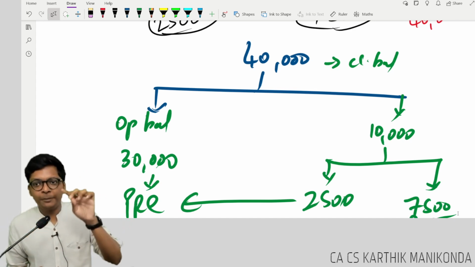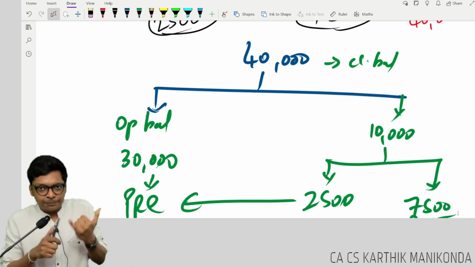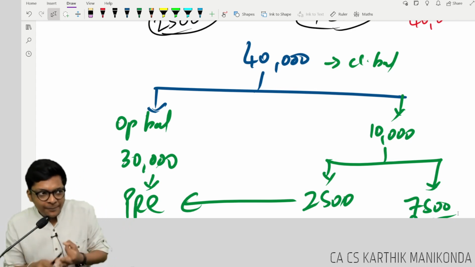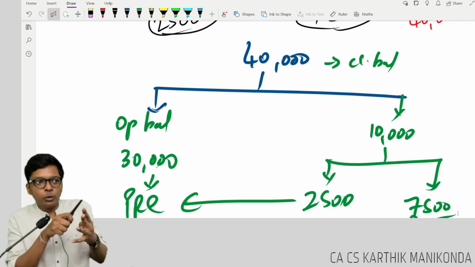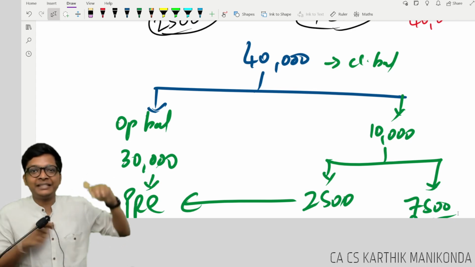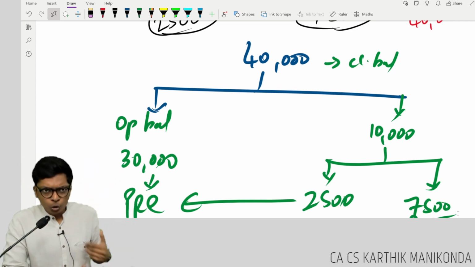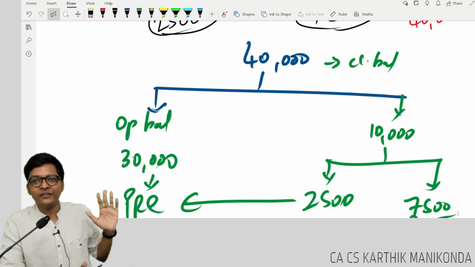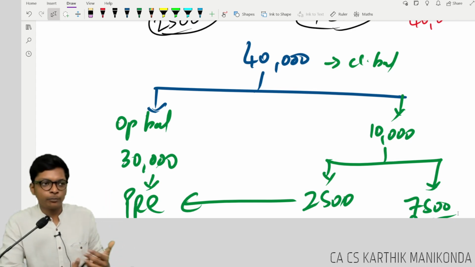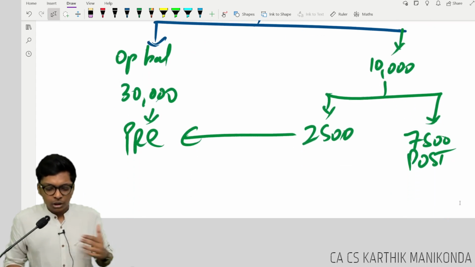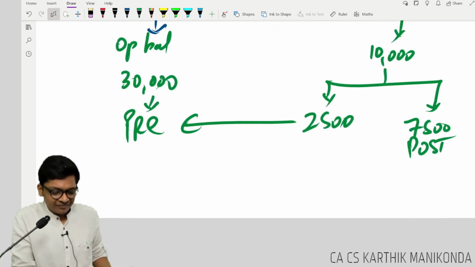Thankfully this sum has only P&L. What if sum has P&L, general reserve, capital reserve, revaluation reserve? You have to do it for all the 4. Like this you have to split as pre and post. Do we have sums like that? Yes. I told there are 25 sums. This is the second sum as per book. Okay. Following, guys.